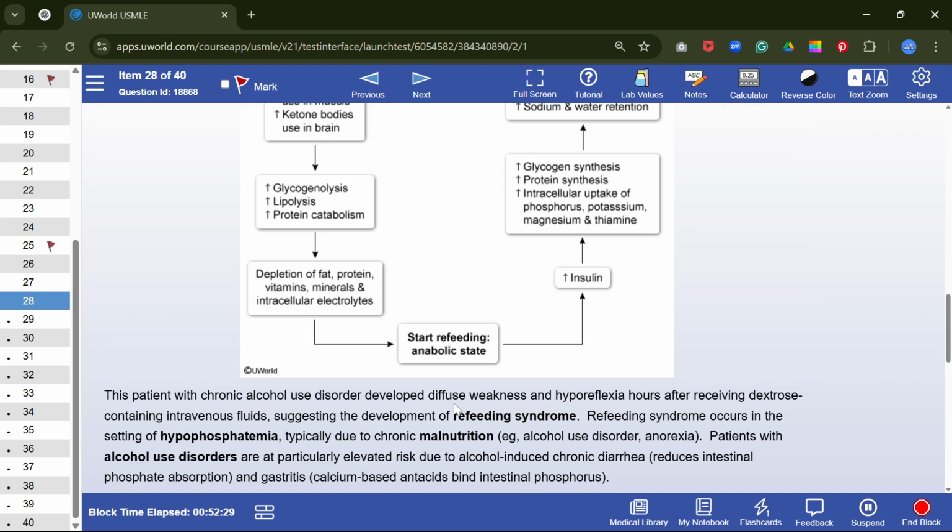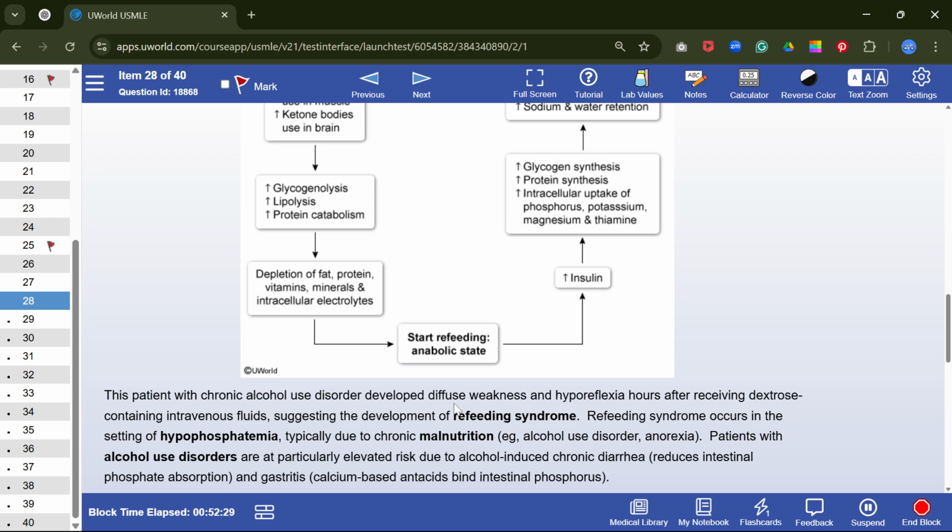This patient with chronic alcohol use disorder developed diffuse weakness and hyporeflexia after receiving dextrose containing IV fluid, suggesting the development of refeeding syndrome.